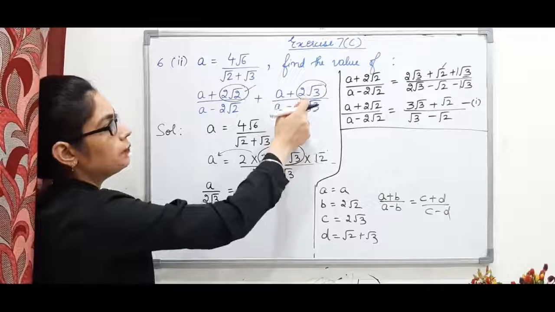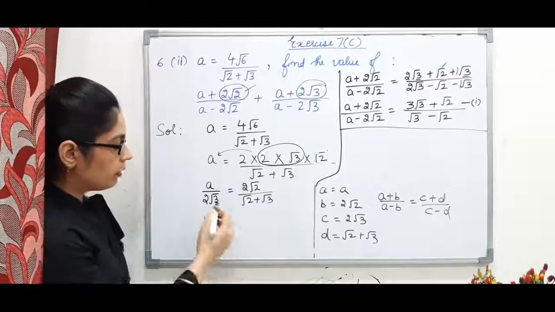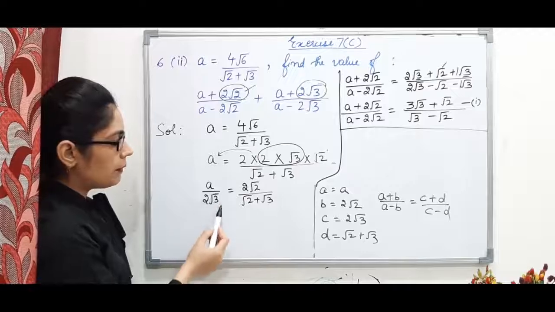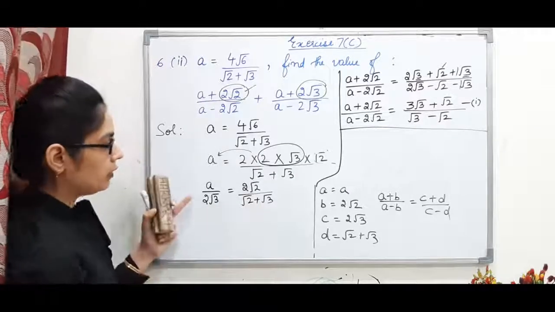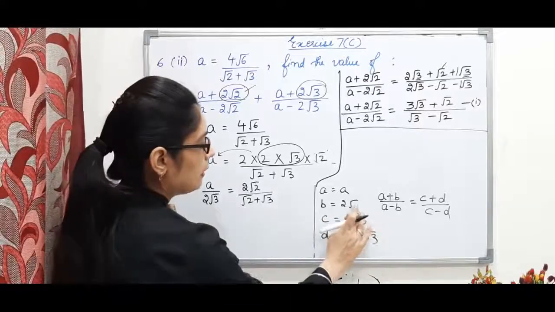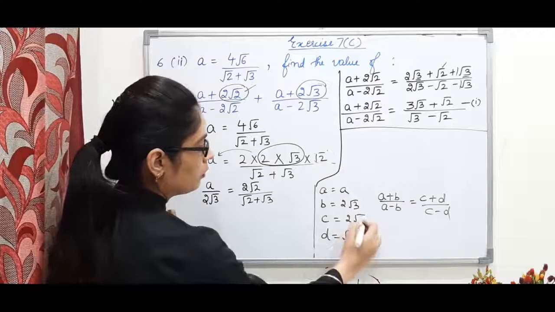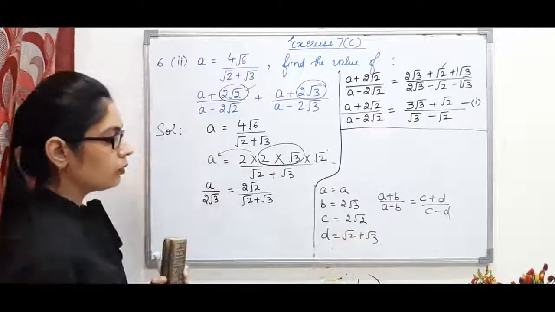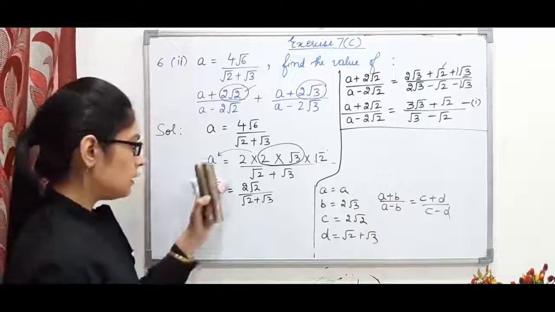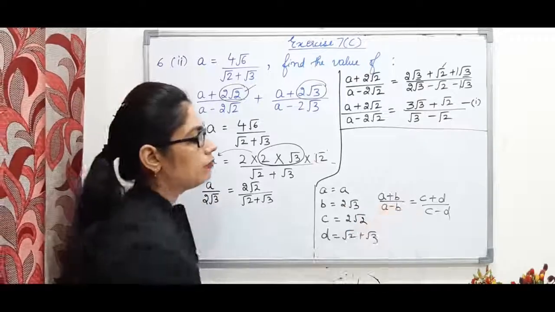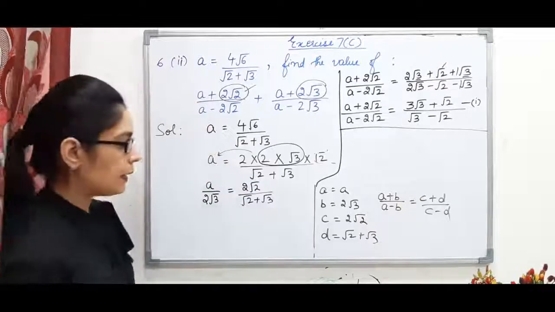Now this plus and minus suggests we have to apply componendo and dividendo, and moreover a by b is equal to c by d. So we can apply componendo and dividendo. Here a is a, b is 2 root 3, c is 2 root 2 and d is root 2 plus root 3. So if a by b equals c by d, then a plus b by a minus b will be equal to c plus d by c minus d.